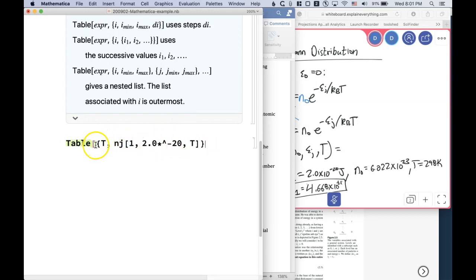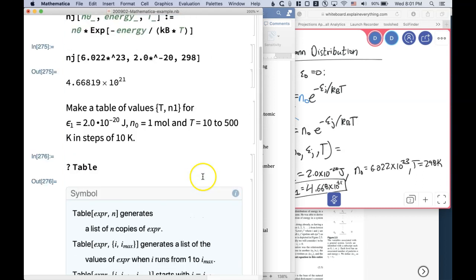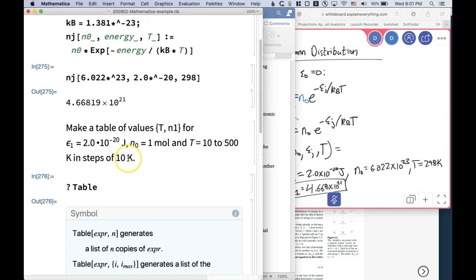Remember, you can always notice which parentheses or brackets are unclosed by looking at the color. So this is in that pink. It's waiting to be closed, and that's okay because I need a second argument here. So I've got my expression, comma. Now I need the variable. My variable that I'm varying here is t. That's what I'm varying as I change each row of the table, and it's going from 10 to 500 in steps of 10.